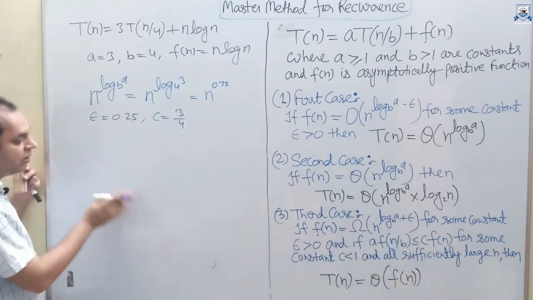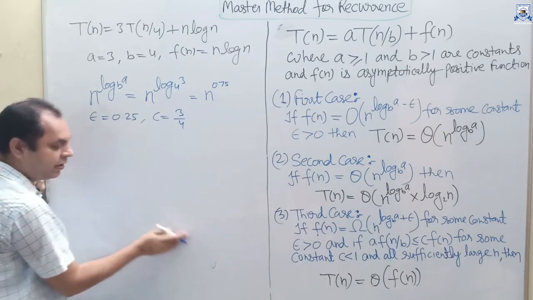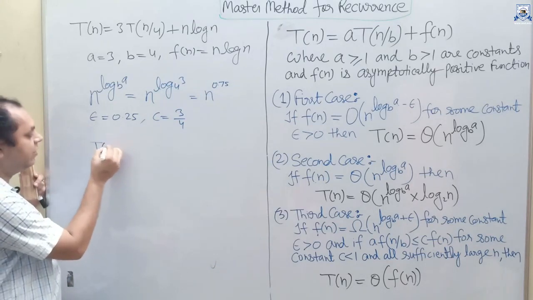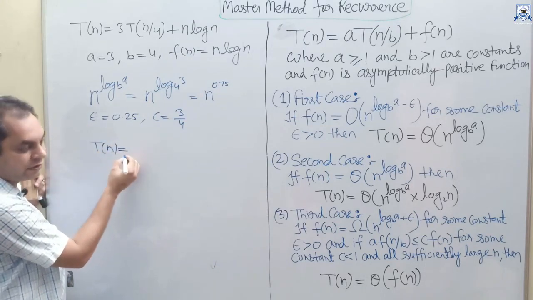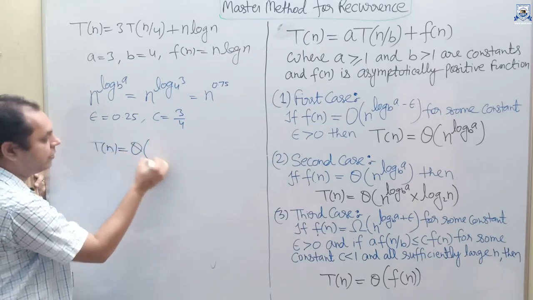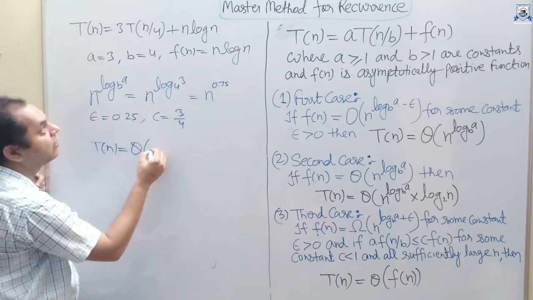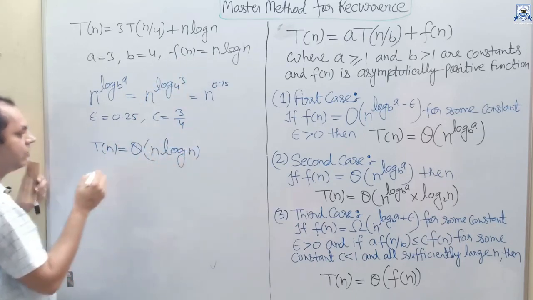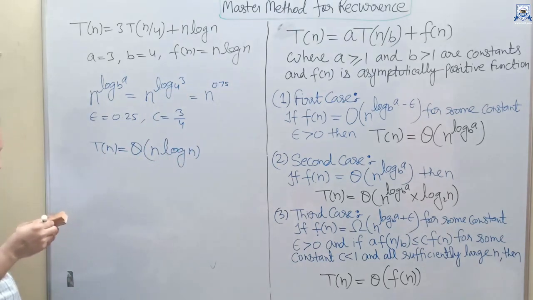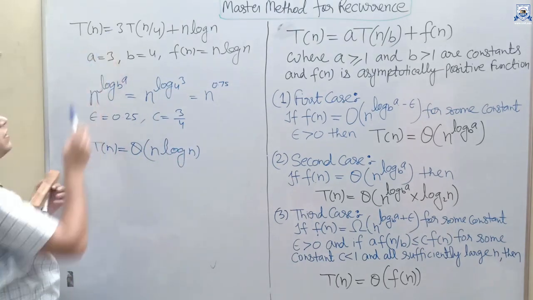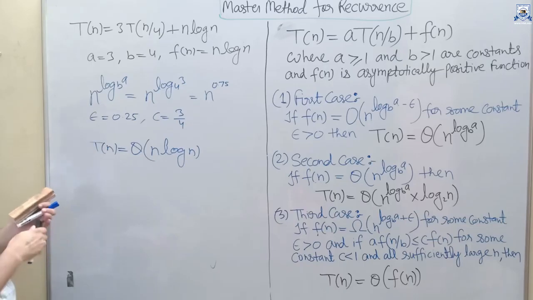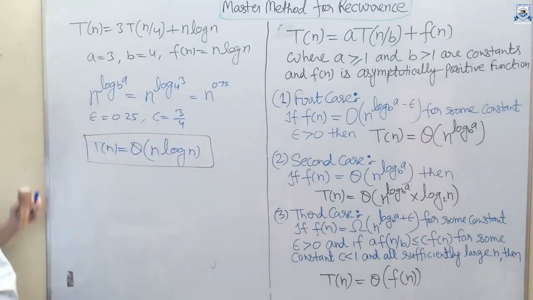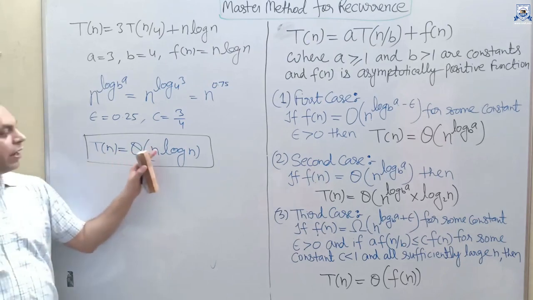Now if both inequalities hold, then we can write the solution in a single line, and the solution would be T(n) is equal to theta of f(n). What is the value of f(n)? n log n. So this is our solution of this recurrence relation, T(n) is equal to 3T(n/4) plus n log n, and this is the solution: T(n) is equal to theta of n log n.